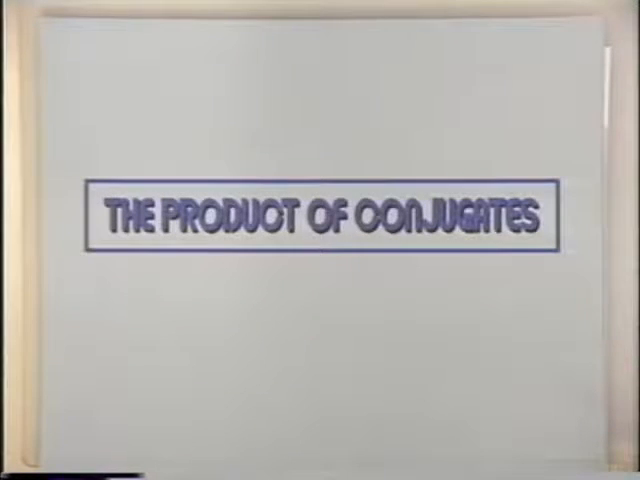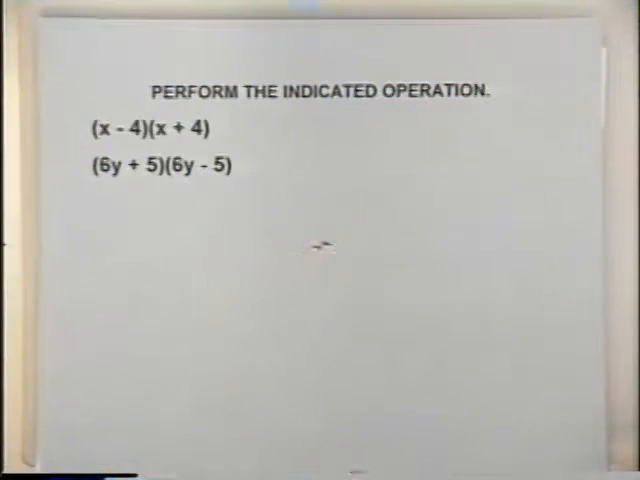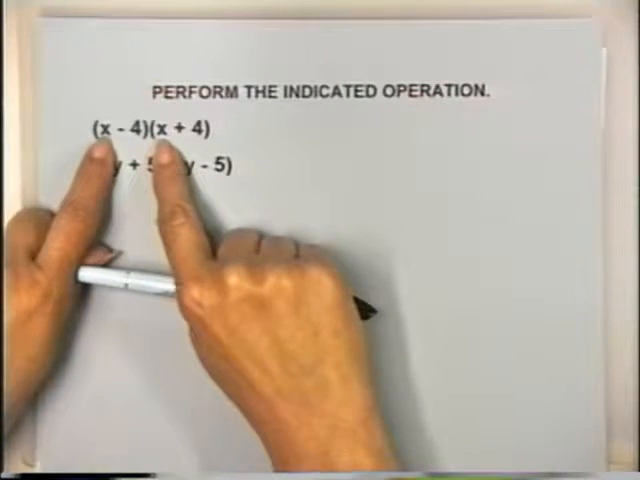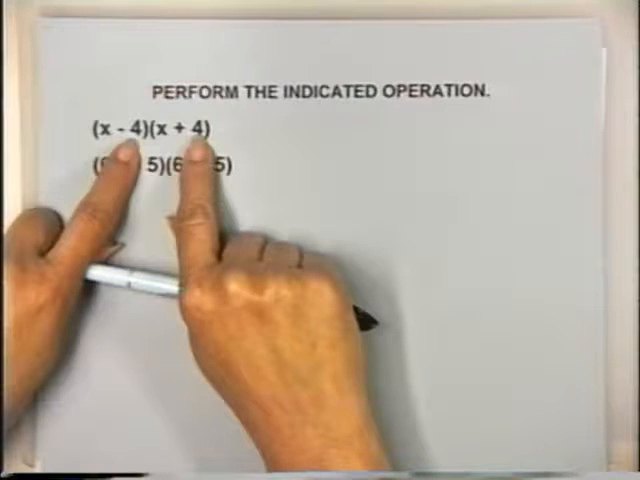The product of conjugates. The instructions or directions for a problem might say, perform the indicated operation. Let's look at a typical problem. The indicated operation is multiplication. We are multiplying binomials, but let's look at these binomials. Notice the first term is the same. The second terms are opposites.